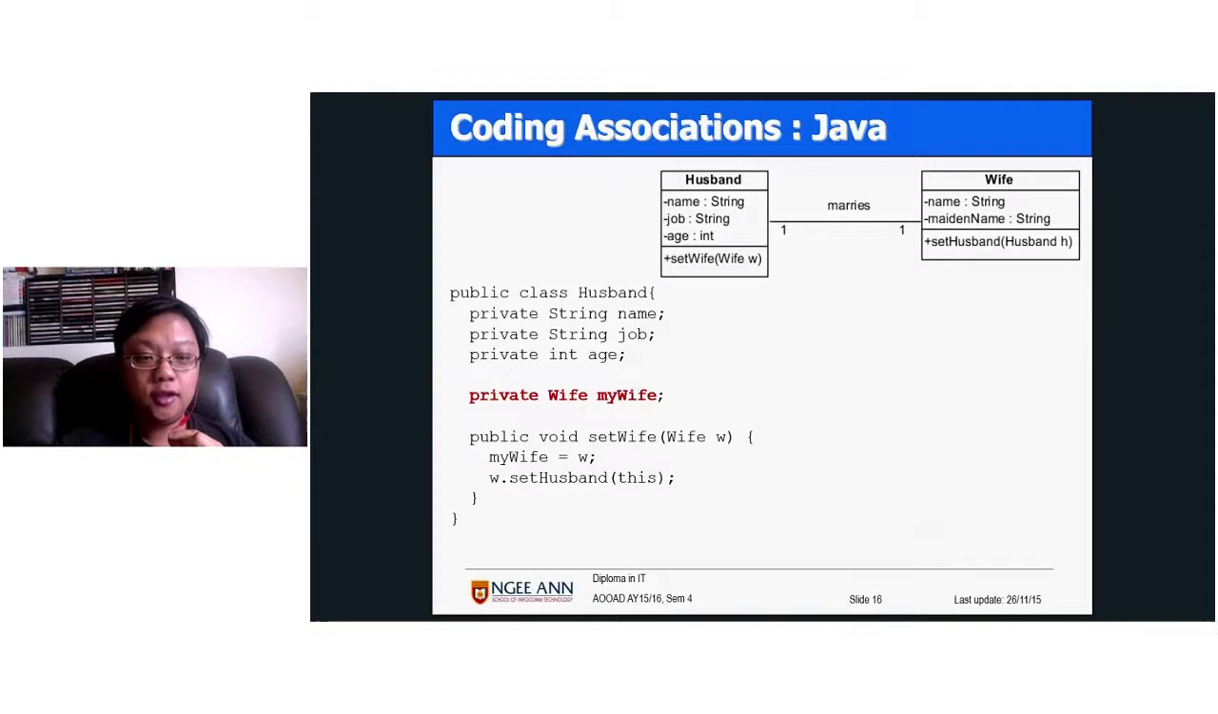Now let's go on to how you code associations in Java. In this case, we have a husband class and a wife class. A husband marries exactly one wife, and a wife marries exactly one husband. If you look at the husband class, let's just look at the husband class right now.